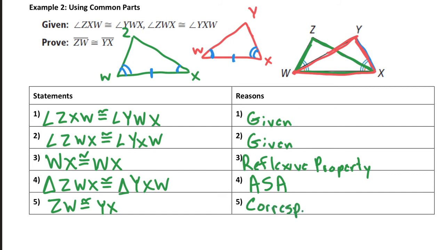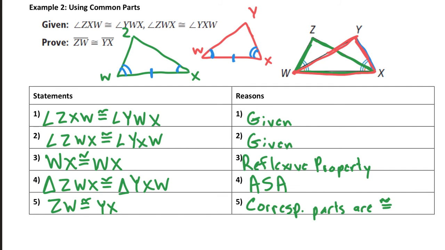So corresponding parts, I'm going to abbreviate that. Corresponding parts are congruent. That's all I would say. That was that CPCTC whole thing. If you know that corresponding parts of congruent triangles must be congruent, you are good to that point.